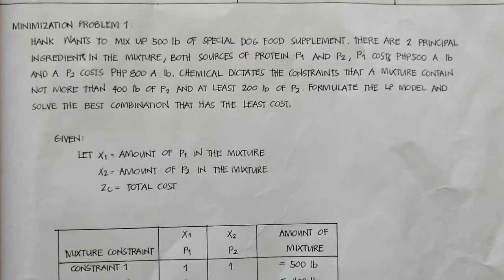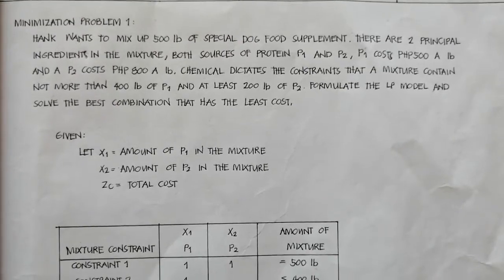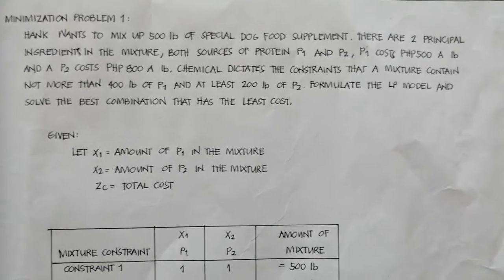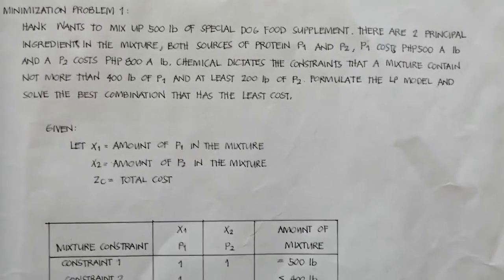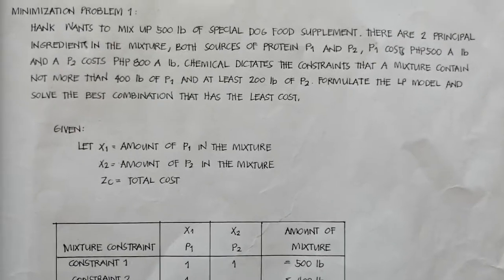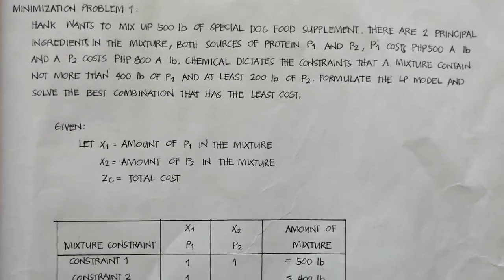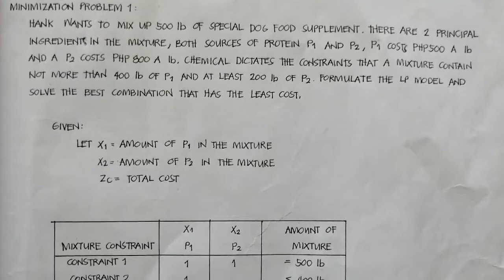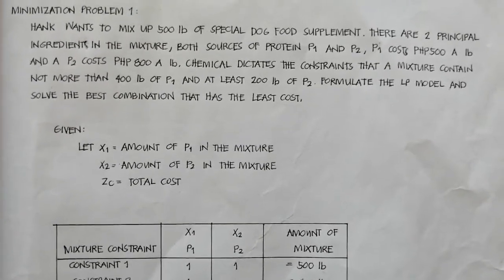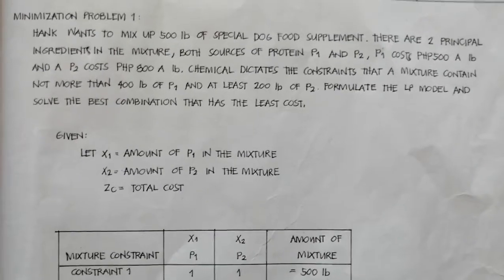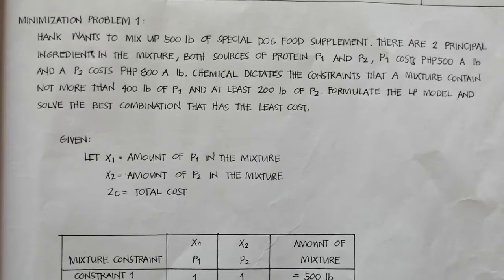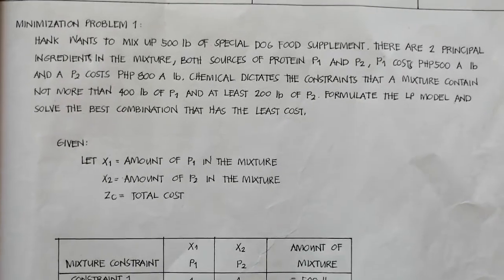Hank wants to mix up 500 pounds of special dog food supplement. There are two principal ingredients in the mixture, both sources of protein, P1 and P2. P1 costs 500 a pound and P2 costs 800 a pound. Chemical dictates the constraint that a mixture contain not more than 400 pounds of P1 and at least 200 pounds of P2. So you have to formulate an LP model and solve for the best combination that has the least cost.